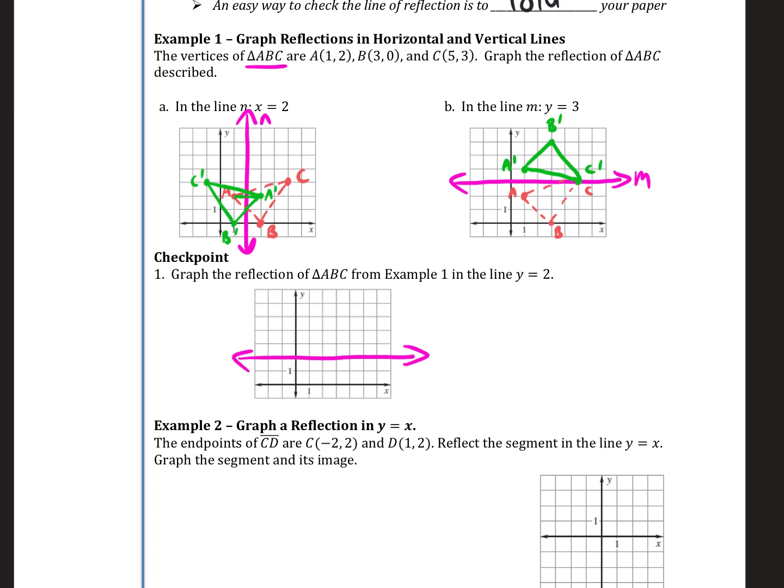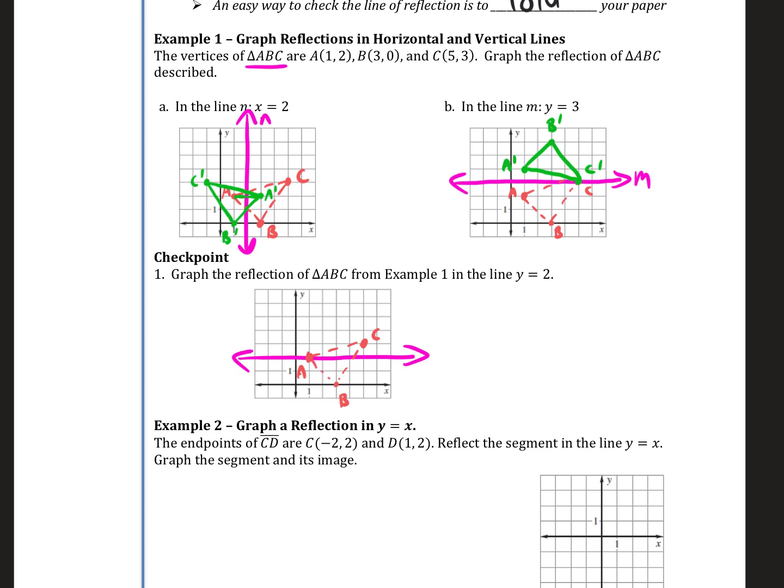There we go. All right, so we've got to draw our original triangle. So we have 1, 2 right there. That's A. And we had B at 3, 0, right 3, stay. That's B. And we had C at 5, 3, 1, 2, 3, 4, 5, 1, 2, 3. And that was C. We use a dashed line. Okay, so that's our original image.